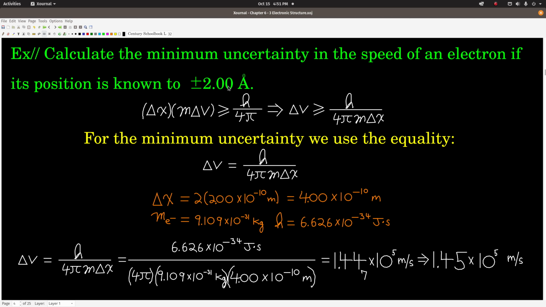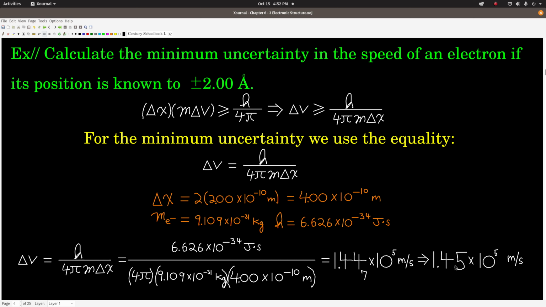And oh, remember, an angstrom is 1 times 10 to the minus 10th meters. That's one of the conversions I gave you way back in the beginning. So we have 2 times 10 to the minus 10th meters, or 4.00 times 10 to the minus 10th meters as our delta x. All we do now is we plug in Planck's constant, 4 pi, mass of the electron, uncertainty in the position. And look at this. The uncertainty in the speed is 145,000 meters per second, right? So that's basically saying we have absolutely no idea how fast that electron's going.